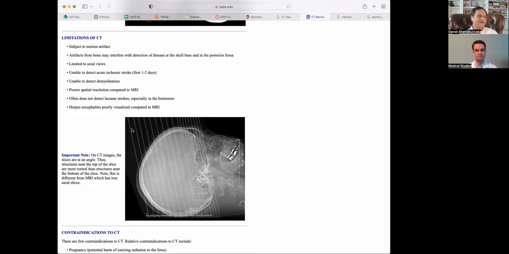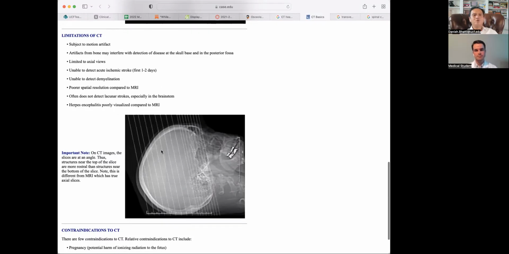And these lines are where the computer will be calculating multiple X-rays. So the computer will take multiple X-rays from different angles on the same slice or line, and then compute them together to create a computed tomography. And that is what a CT scan is. It's just a series of X-rays. It's a lot of X-rays.